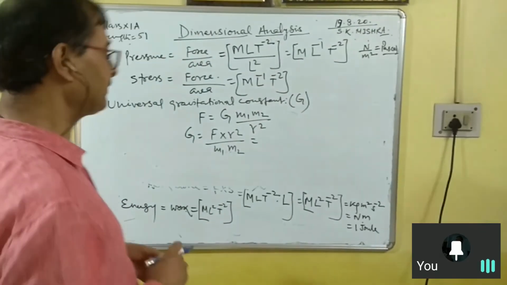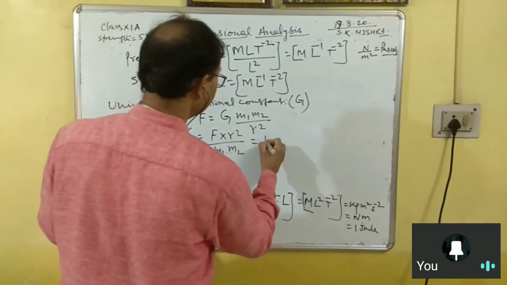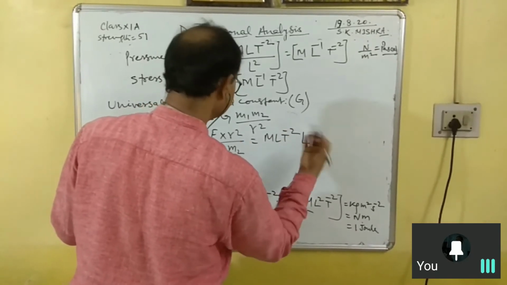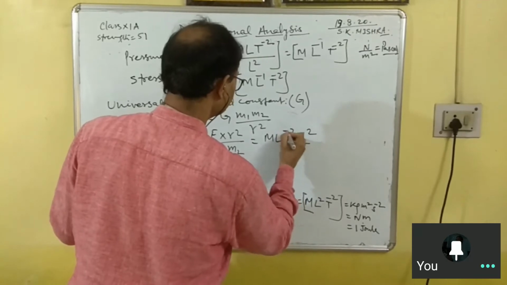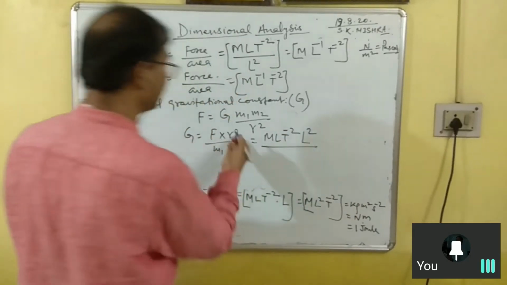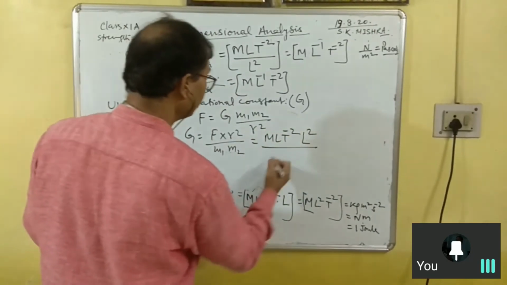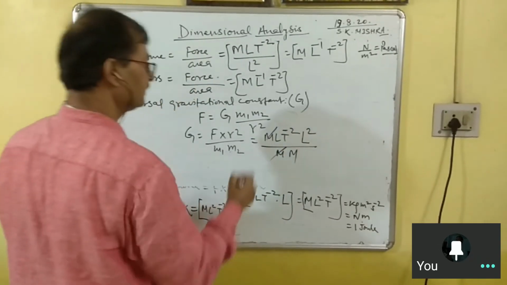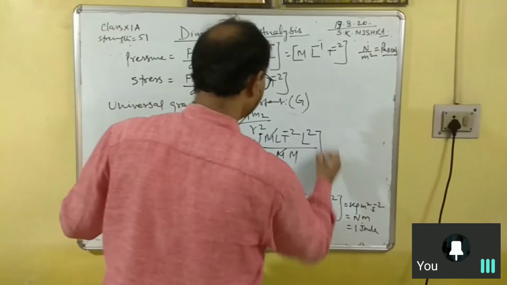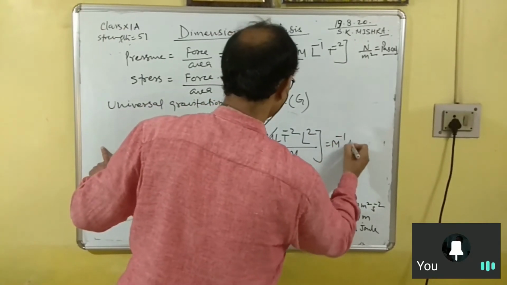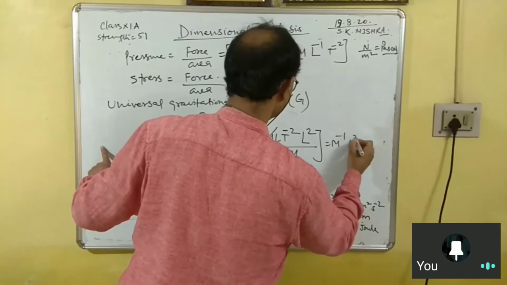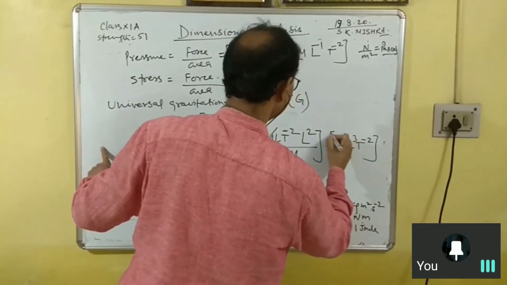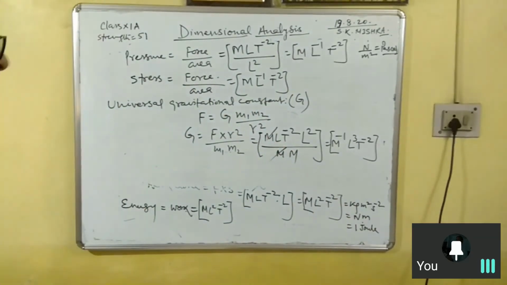Newton's law of gravitation is there. So force is M L T^-2, then r, any distance, is L squared. So whether it is radius or distance or anything, r is L squared. m1 m2, mass into mass. One mass you can cancel, and then finally you are getting M^-1 L^3 T^-2 as the dimensional formula of gravitational constant G.